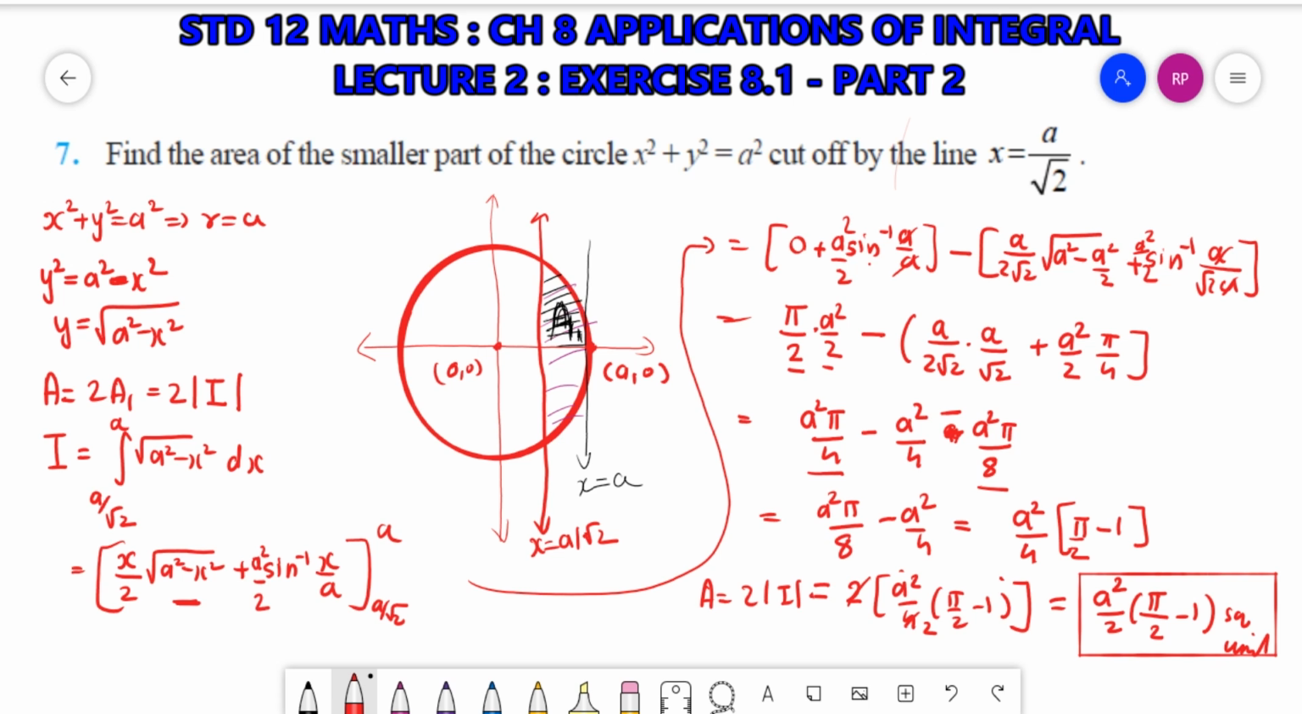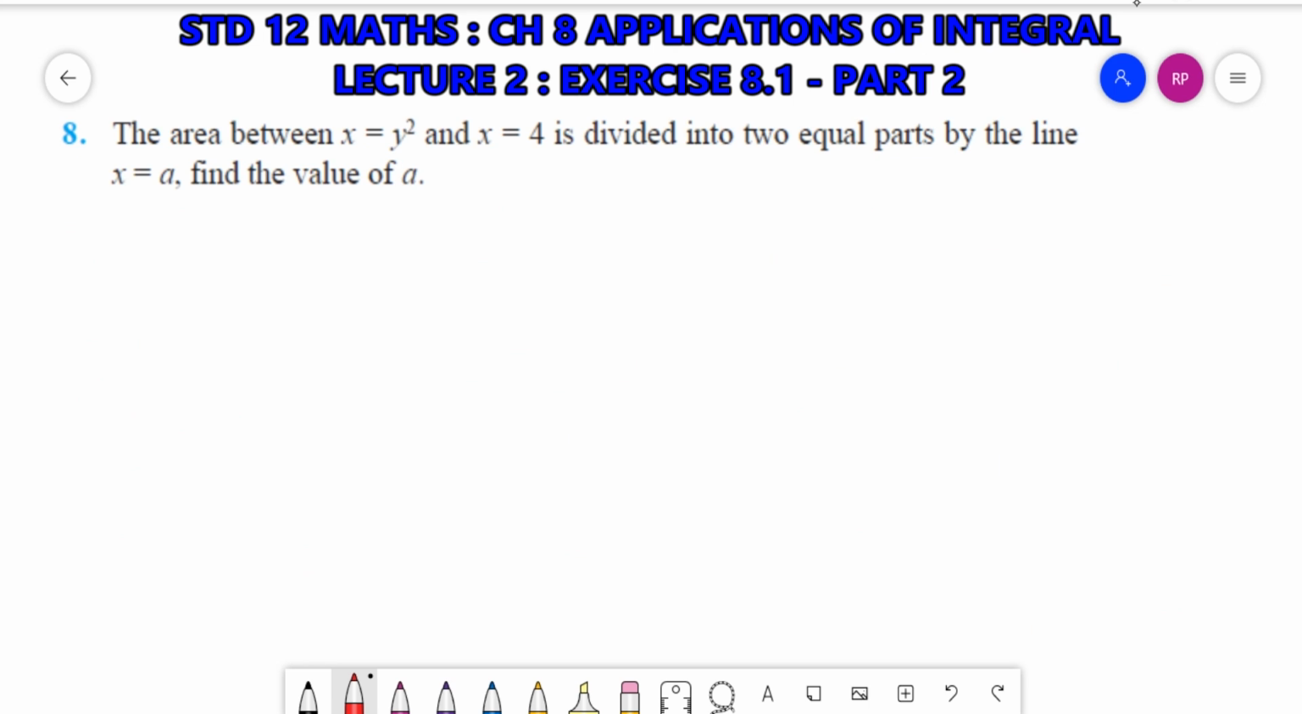Now let's move to the next question. Question number 8. The area between x equal to y square and x equal to 4 is divided into two equal parts by the line x equal to a. You have to find out the value of a.